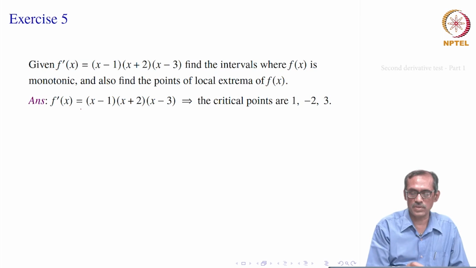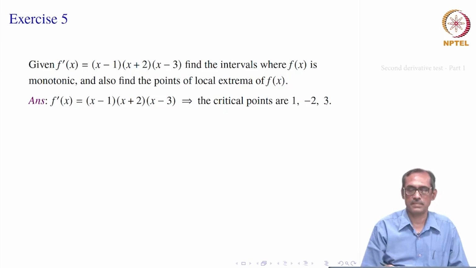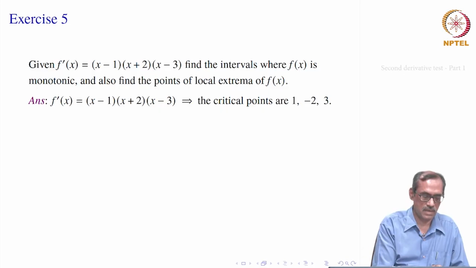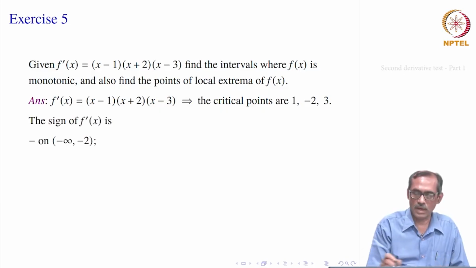Okay. So, how do we proceed? We have f prime x. That gives us the critical points, which are 1, minus 2 and 3, fine. So, these are the critical points. At these critical points, what happens? Since we want to find the intervals, these 3 points break the whole of R into 4 parts, right, 4 different intervals. Now, we have to discuss the sign of f prime in all these intervals.